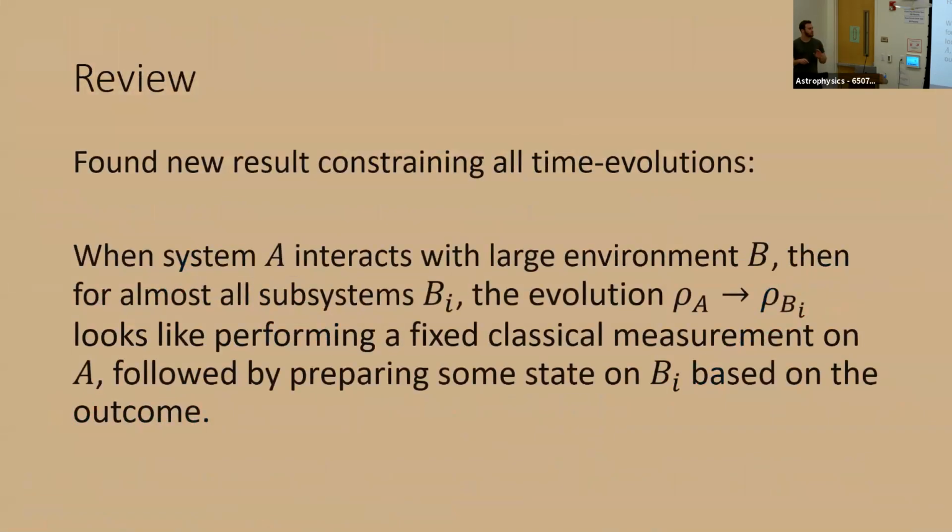So stepping back from the proof, let's review the main result here, which I think is actually pretty simple. The main result is that whenever you have a system A interacting with a large environment, then almost anywhere you look in the environment, the evolution to that subregion will look like we've done a classical measurement and then prepared some state based on the outcome.